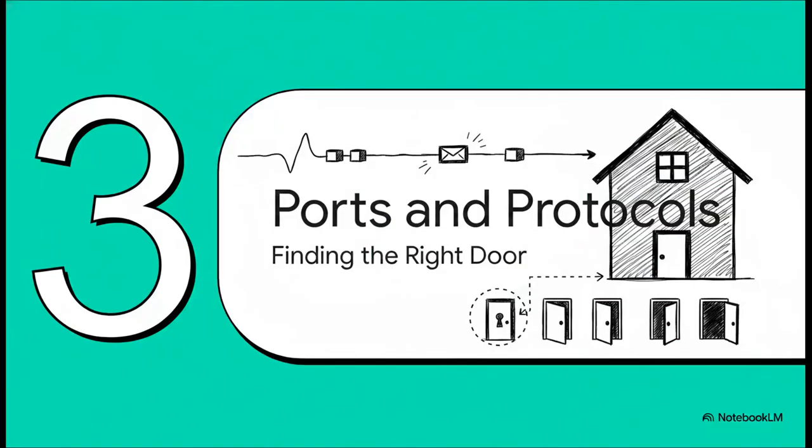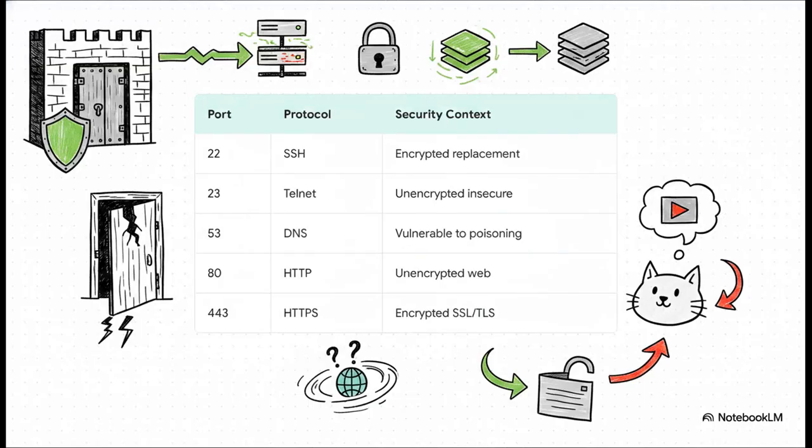Which brings us to Section 3, Essential Ports and Protocols. Okay, so our packet used the IP address to find the correct destination house. Great. But now, it has to find the right door to go through, and that's the port. For the exam, you must remember this. Every open port is a potential entry point for an attacker, so memorize this table. You've got to know the difference between a secure door and a flimsy one.